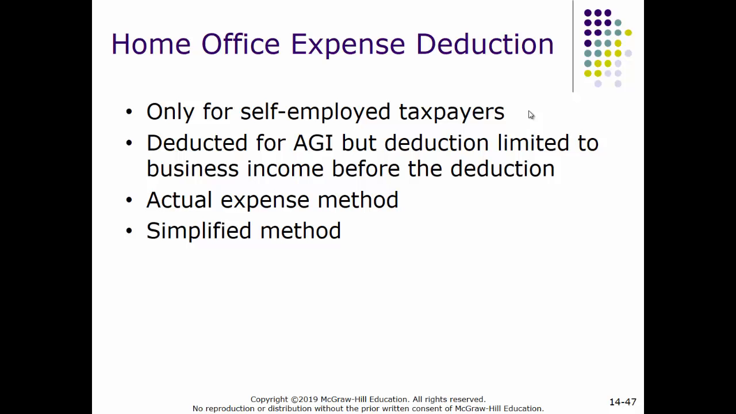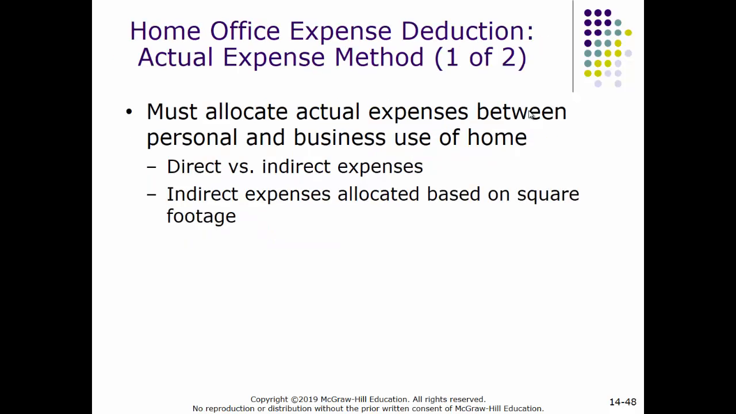In other words, on page 1 of Form 1040, it's actually part of Schedule C, profit from a business or profession. And there are two methods, actual expense and the simplified method. So with the actual expense method, you allocate the actual expenses between personal and business use of home, and the expenses are categorized as direct or indirect.